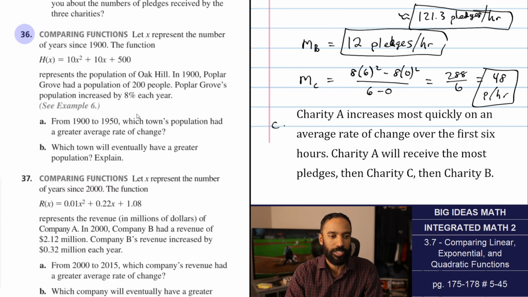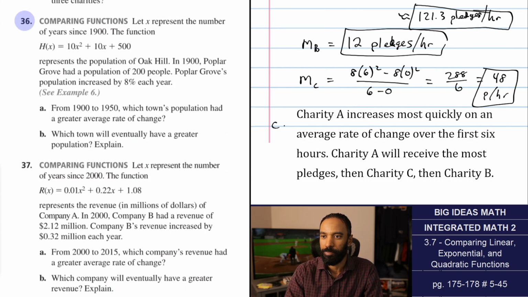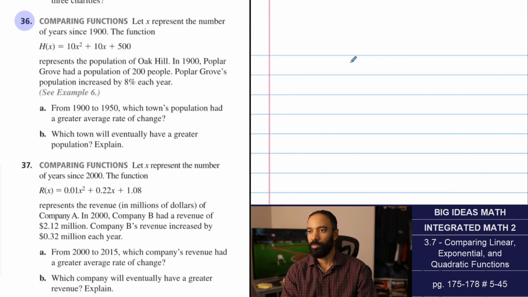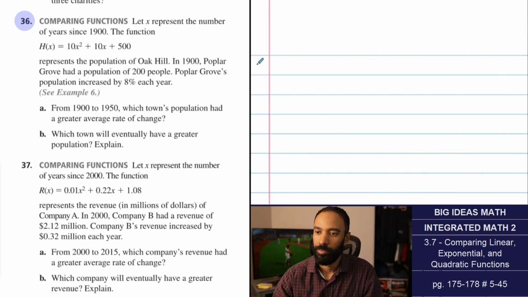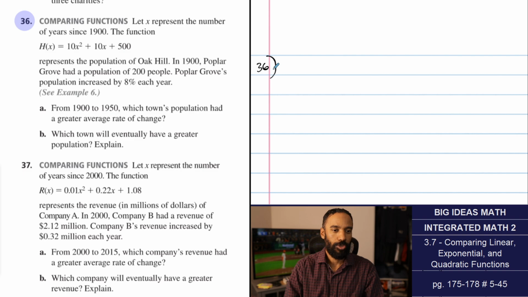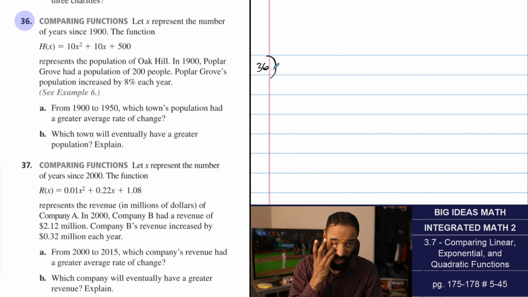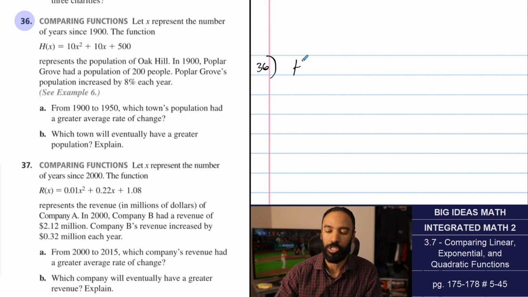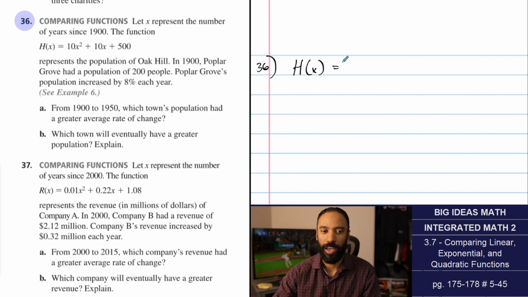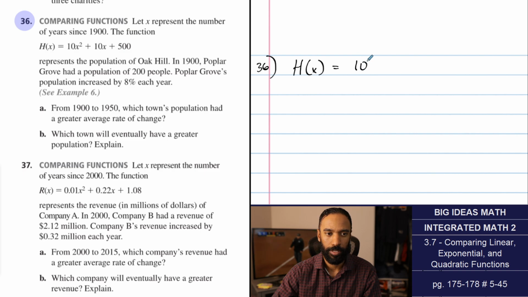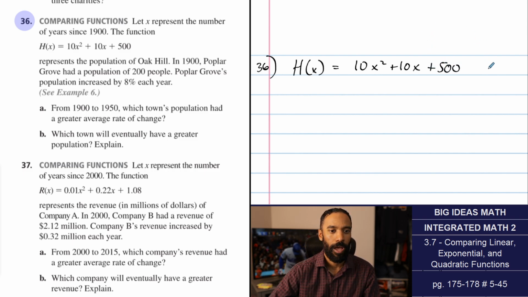All right, number 36. Comparing functions. Let X represent the number of years since 1990, and we have this function representing the population of Oak Hill. In 1900, Poplar Grove had a population of 200 people. Oh, sorry, that was not 1990. That was 1900. I was going to say, oh, great. Now we have to go back 90 years. That's for Oak Hill.